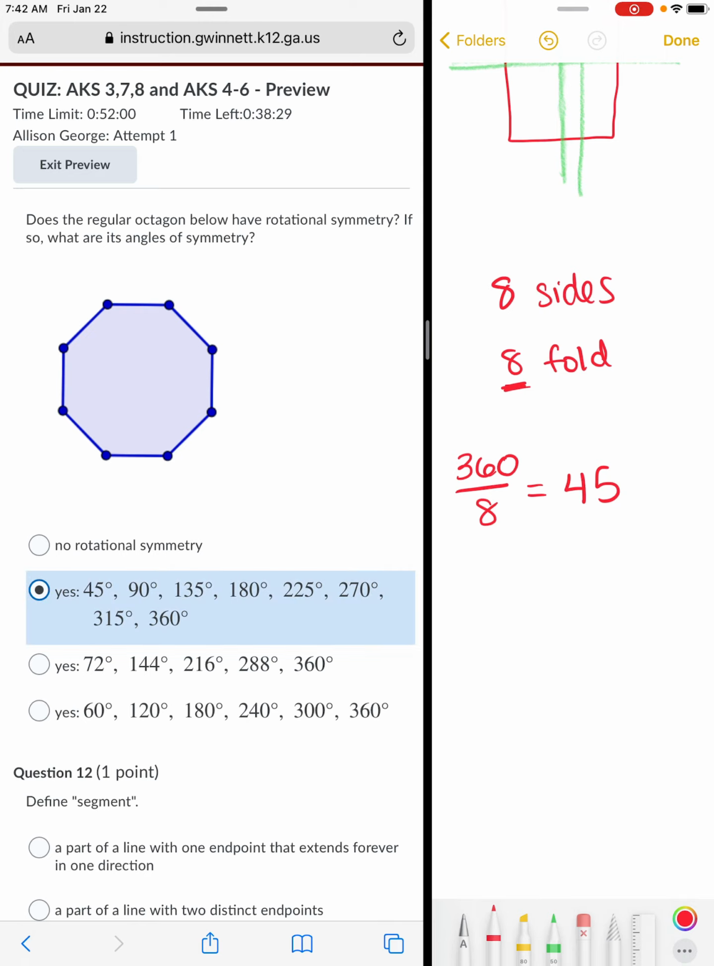So the answer, it's got to be the one that starts with 45, but if you're curious, how do we find the rest of those angles? We just keep adding 45. So 45 plus 45 is 90, plus another 45 is 135, plus another is 180, plus another is 225, another is 270, and another 315, and last 360.